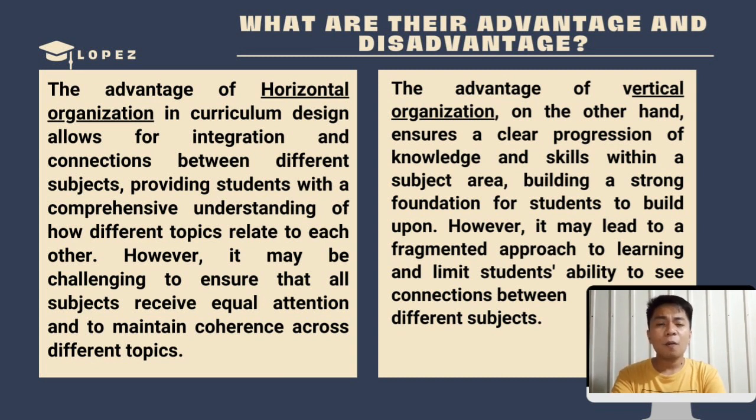To sum it up, both horizontal and vertical organization have their advantages and disadvantages, and the best approach may depend on the specific needs and goals of the curriculum. They are important and need to be in balance in designing a comprehensive curriculum. Vertical organization ensures that students have a strong foundation and can build upon their knowledge from year to year, while horizontal organization ensures that students can make connections across different subjects and the big picture of what they are learning.